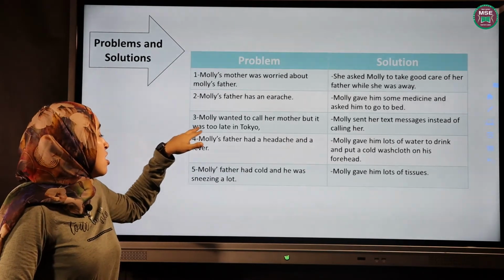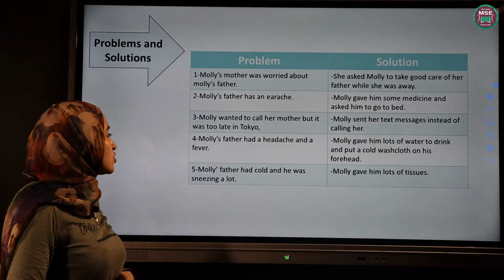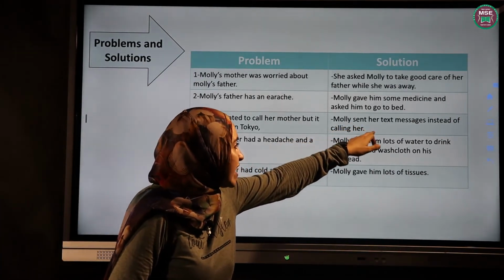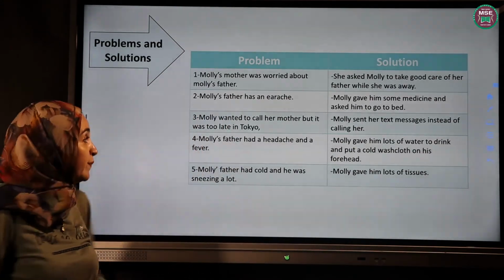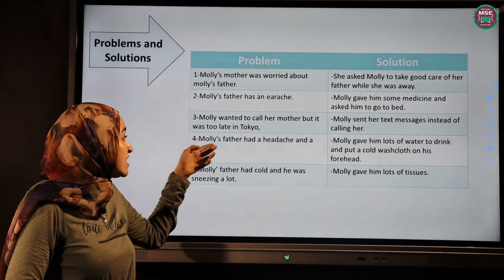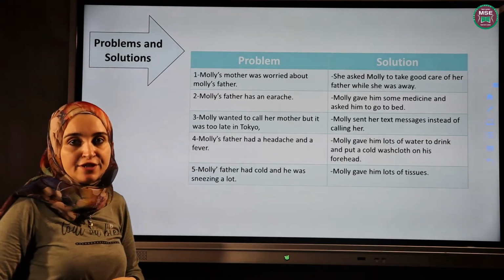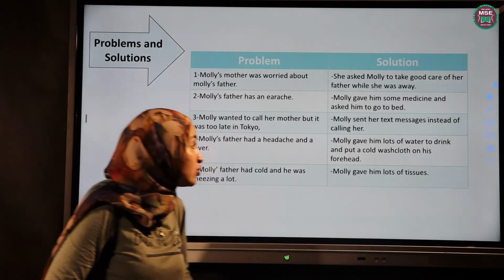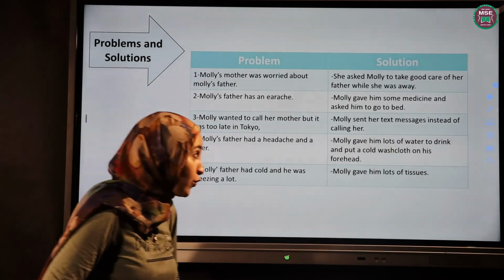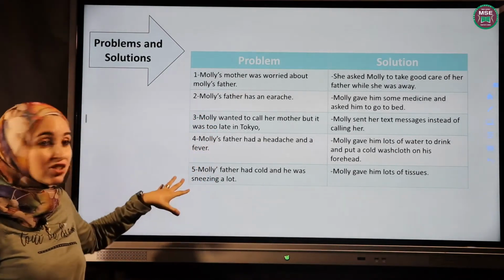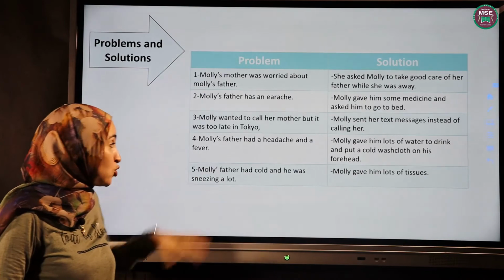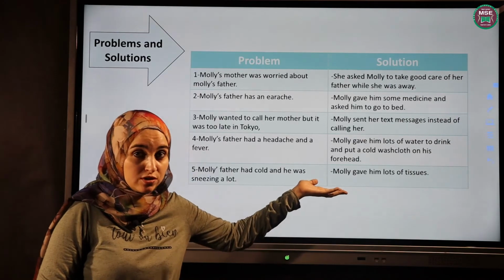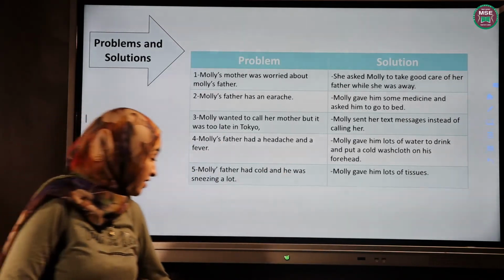Number 3, Molly wanted to call her mother, but it was too late in Tokyo. The solution was Molly sent her a text message instead of calling her. The fourth one, Molly's father had a headache and a fever. The solution was Molly gave him lots of water to drink and put a cold washcloth on his forehead. The last problem we have, Molly's father had a cold and he was sneezing a lot. The solution was Molly gave him lots of tissues. I hope that you found all the problems.